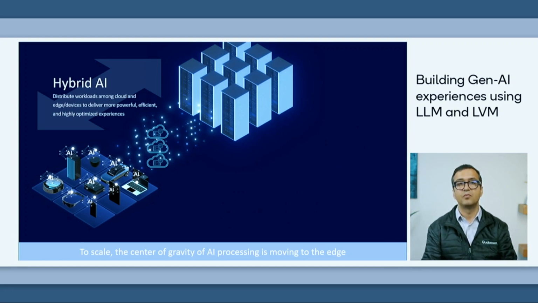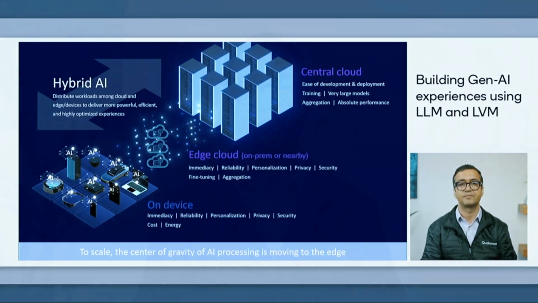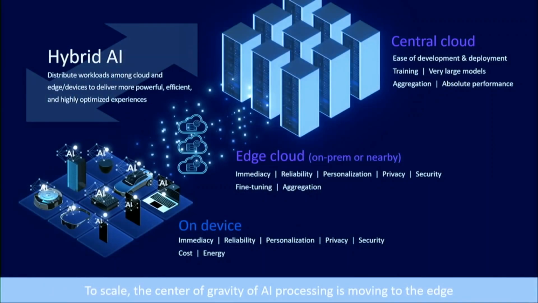AI workloads will be distributed among cloud and edge devices to deliver more immersive user experiences. On-device AI provides privacy, security, and reliability. It helps deliver a personalized user experience with minimal latency. Whereas cloud instances can be used for training and running very large foundational models.